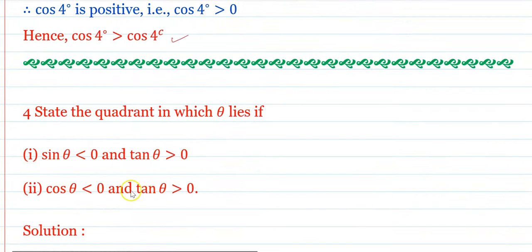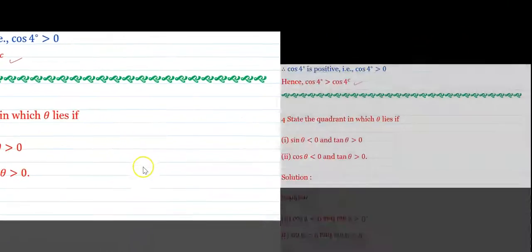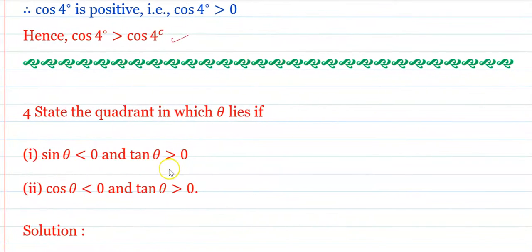Now the next. State the quadrant in which theta lies if sin theta is negative and tan theta is positive. Where is tan positive, and sin is negative? Therefore theta is in the third quadrant. What about the next? Cos is negative and tan is positive. Again, this theta is in the third quadrant.